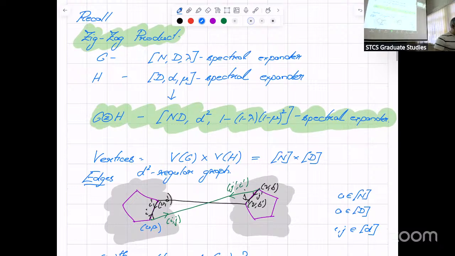This is work due to Reingold, Vadhan and Wigderson. Since this work, people have analyzed this construction a little closely to see how close to Ramanujan you can get. And there have been works which show that you can modify the zigzag construction slightly so that you can come very close to Ramanujan. You don't construct exact Ramanujan, but almost Ramanujan graphs you can construct using the zigzag construction.